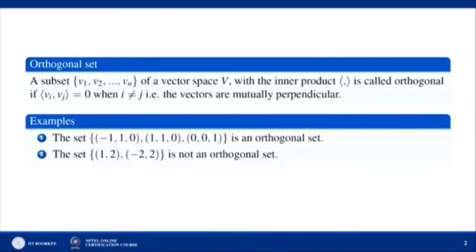Okay. So first let us recall our definition of an orthogonal set. We know that a subset V1, V2 up to Vn of a vector space V with an inner product defined is called orthogonal if the inner product of Vi, Vj is equal to 0 when i is not equal to j. That is, any two distinct vectors in this set are orthogonal, I mean perpendicular.